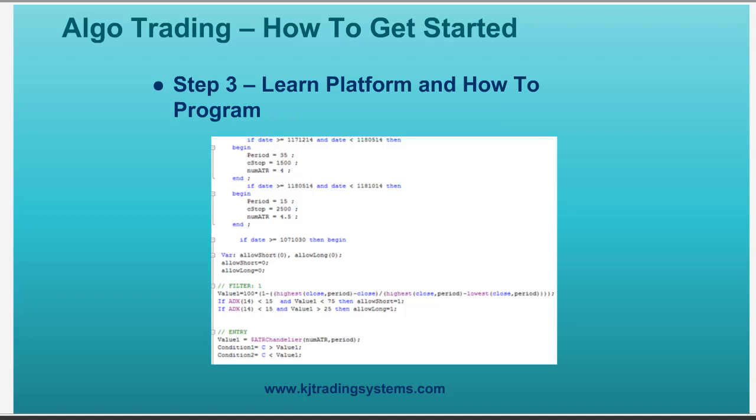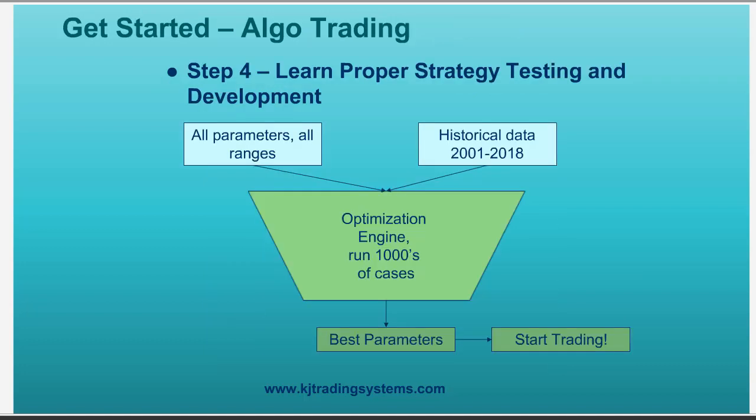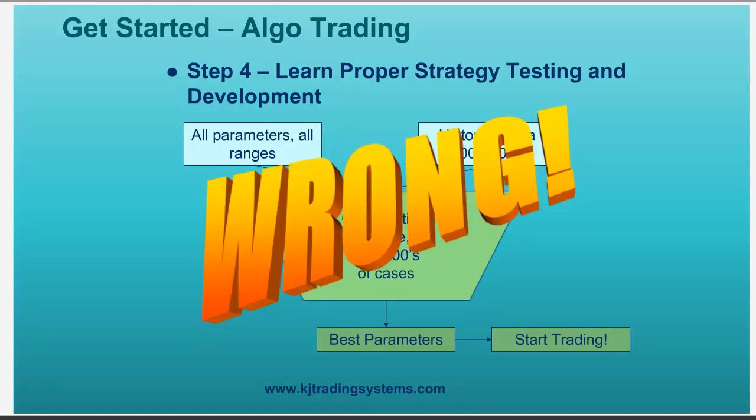Then you've got to learn the platform itself. You've got to learn how to program. The EasyLanguage is just that. It's pretty easy, but you've got to learn it. And then you've got to learn how to develop strategies correctly and test correctly. That's where a lot of people get hung up. Unfortunately, a lot of people think this is how you test: you take all your parameters, you do thousands or millions of iterations with all your historical data, you throw them in the platform and you optimize it. You get the best parameters, you start trading. If you take away nothing else from today, just remember that is usually a wrong way to do things. It's the easy way, and it gives you great results because you'll have optimized results, but it's not a good way to do it.